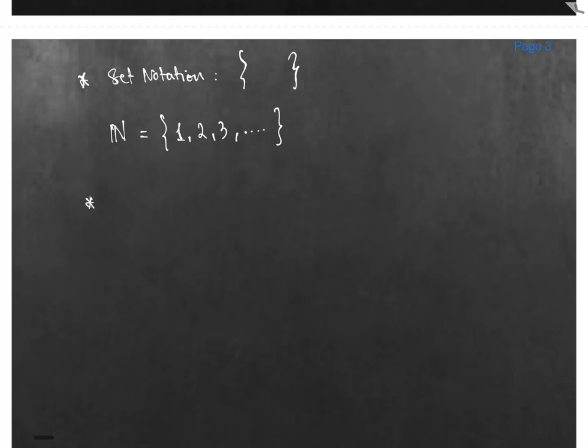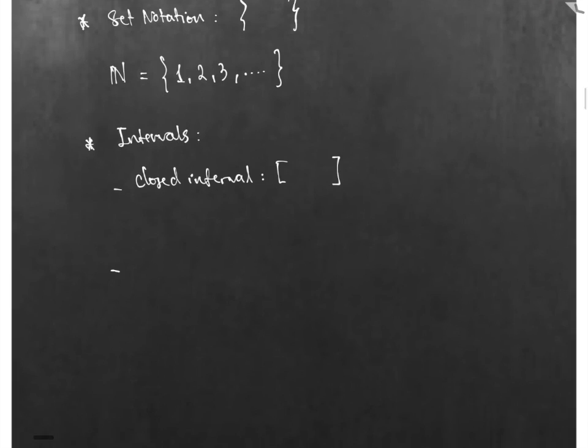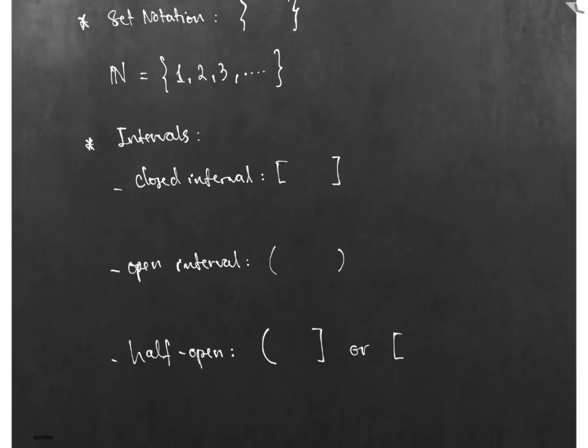We also talk about intervals. There are 3 types of interval. Closed interval, for which we use brackets to indicate a closed interval. Open interval, for which we use parentheses to indicate an open interval. And we also have half-open interval. It depends on the problem. You have 2 types of half-open interval. You can have this type of half-open interval or this type.